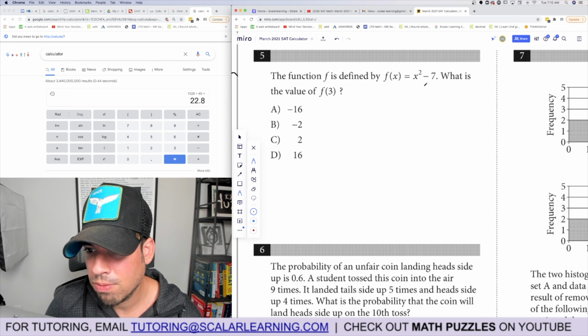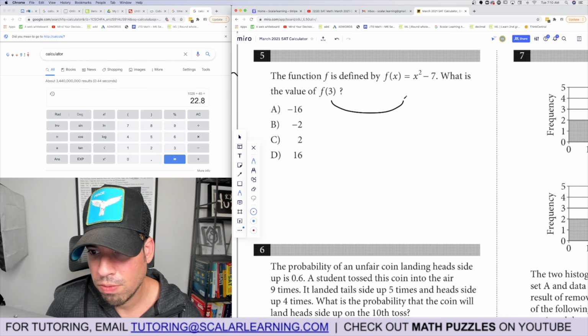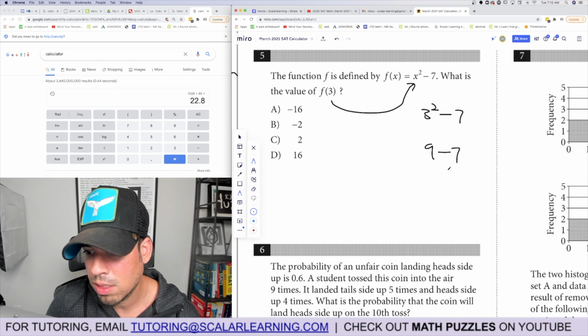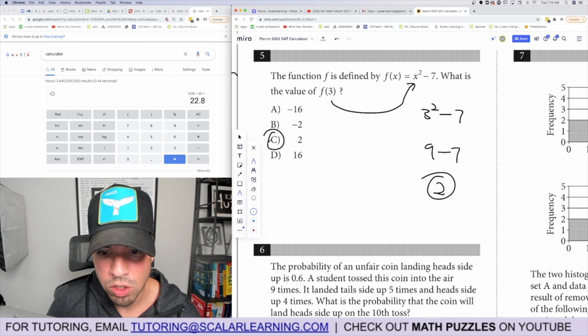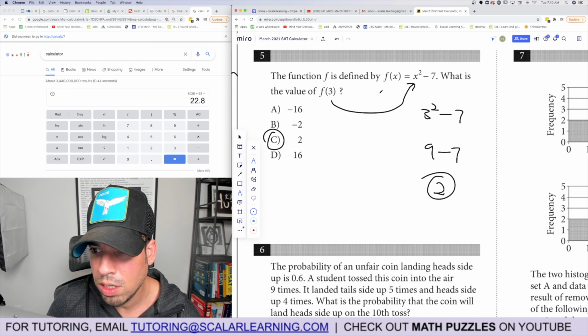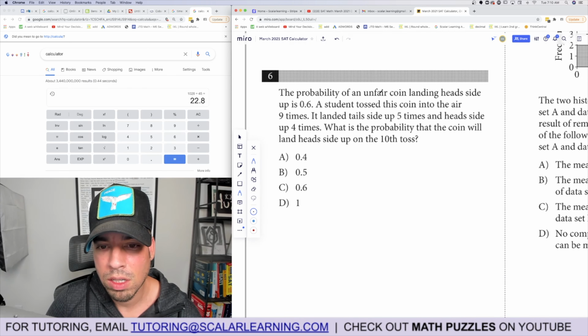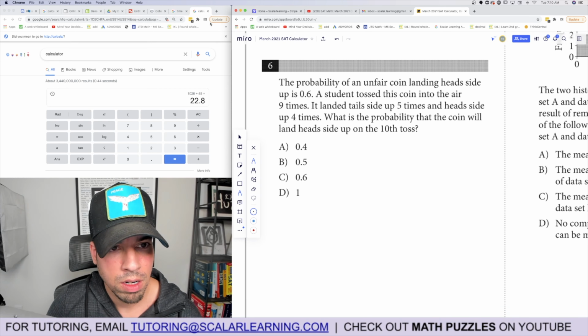Number 5. The function f is defined by this. What is the value of f of 3? So plug and chug. Know your function notation. That's 3 squared minus 7. That's 9 minus 7, and that is 2. Make sure that I didn't make any mistakes. f of 3, 9 minus 7, boom, done. Number 6. Go back to the timer.